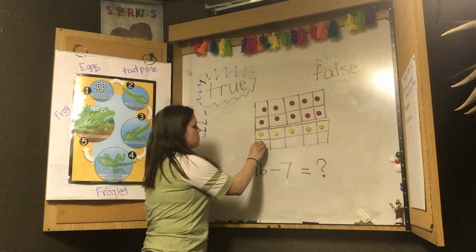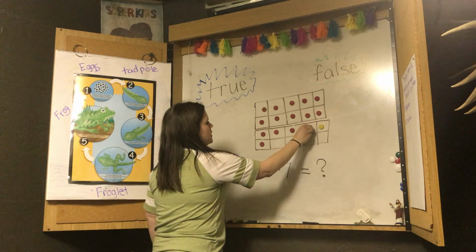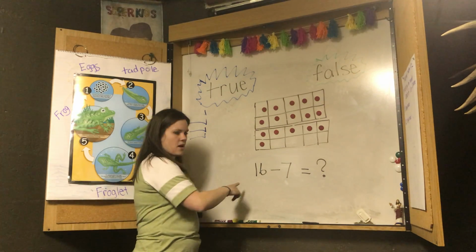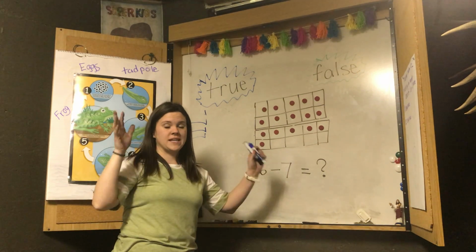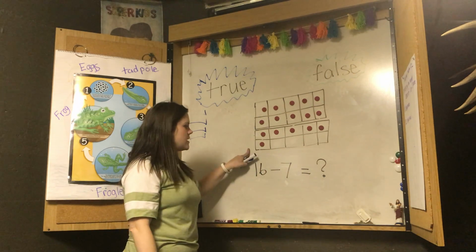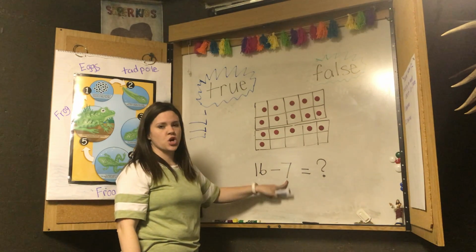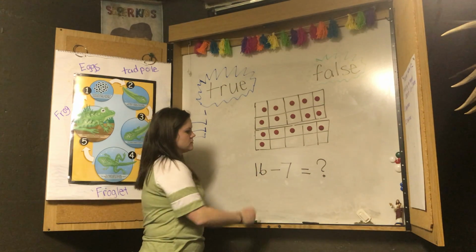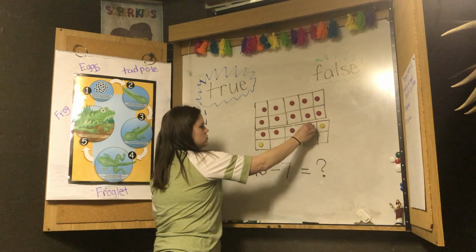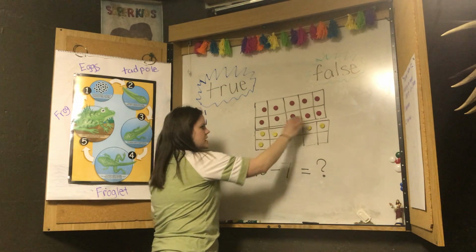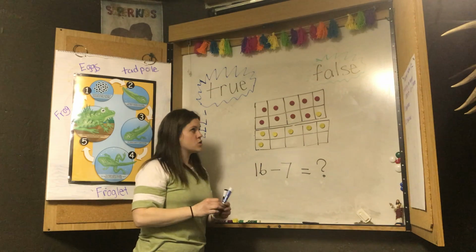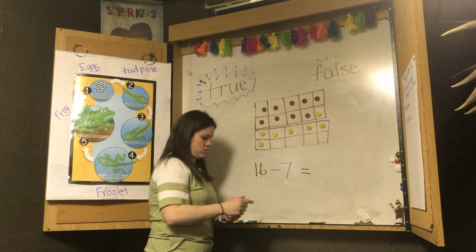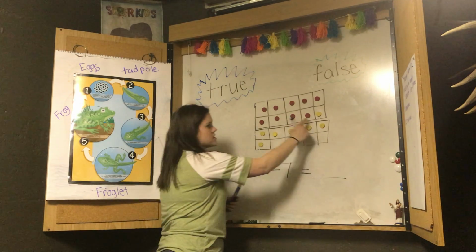So let's solve it. I already have 16 here, right? I have a full 10 frame. I have 5, 6 more. That gives me 16. All right, I'm going to wait. I want you to set up your 10 frames also so that we can solve together. So 16, I'm going to show my 7 so that I see what my missing part is. Ready? 1, 2, 3, 4, 5, 6, 7. So, what is the answer that will make this equation true?